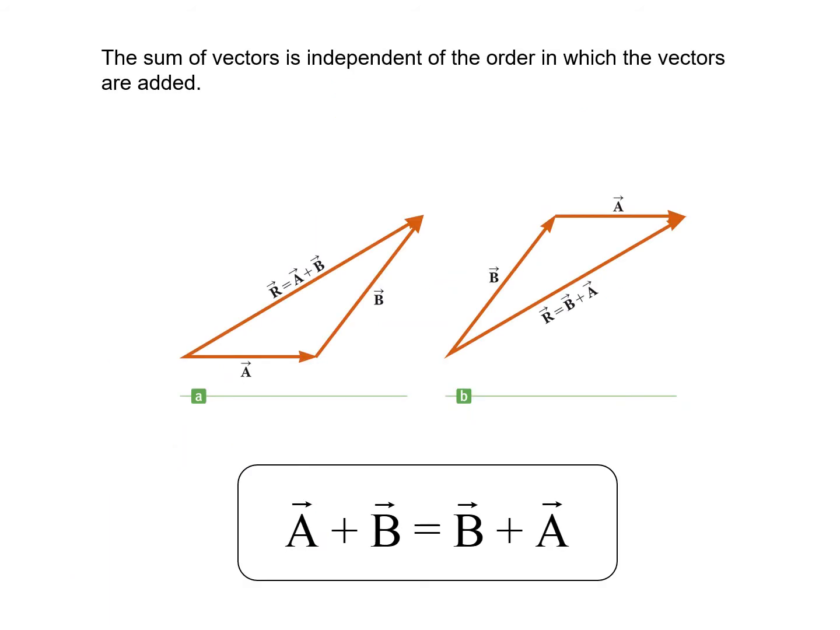Okay, the sum of vectors is independent of the order in which the vectors are added. For example, vector A plus vector B, you can actually get the same resultant as vector B plus vector A, because adding the vectors does not change any properties of the direction of the resultant. You can see here the R remains the same length and also the same angle.